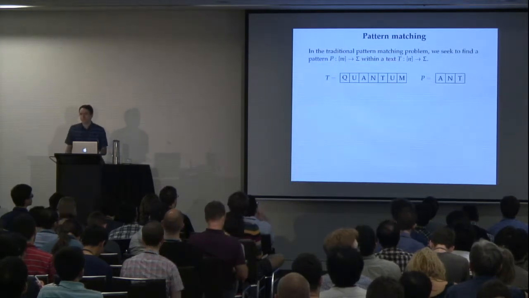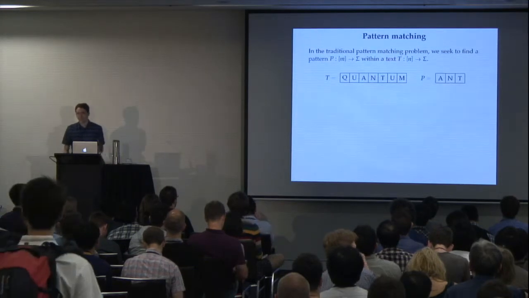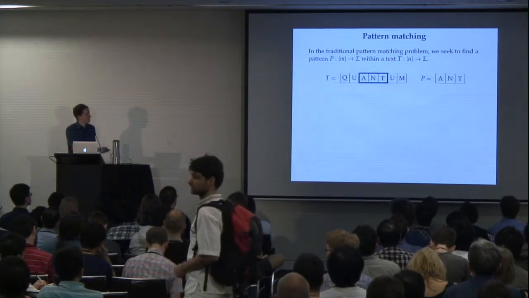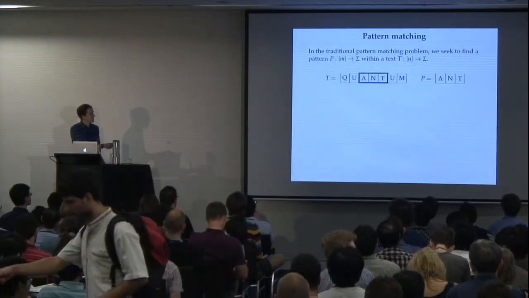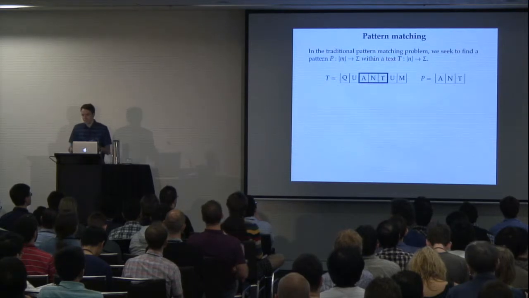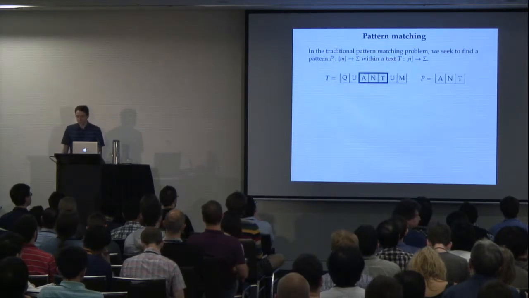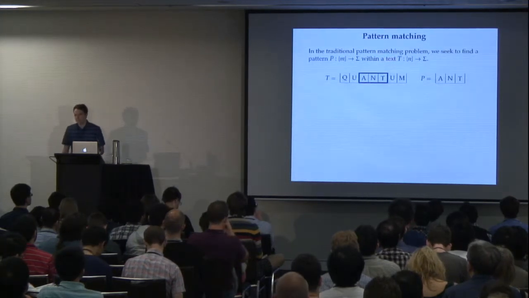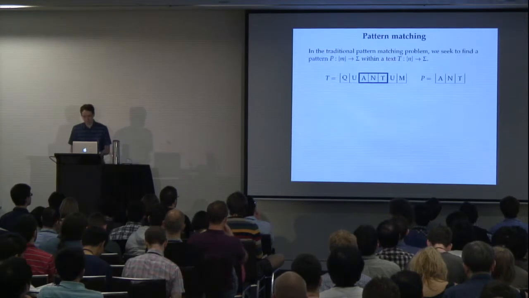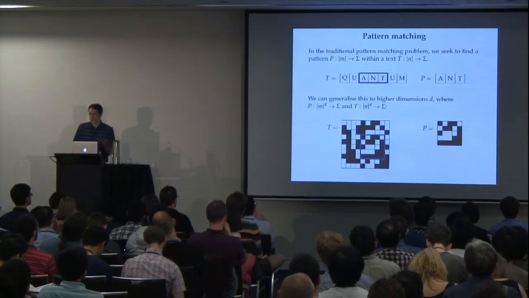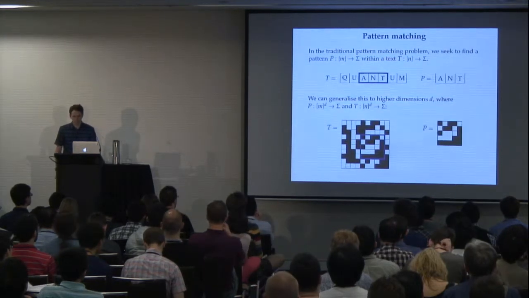What we want to do is find a position where the pattern appears within the text, as in the characters in the pattern appear consecutively in the text. For example, in this case, we'd want to find this position here, where we have ants within quantum, and we want to output the position of the start of this match as the answer. In general, the pattern might match at an arbitrary position in the text, or it might not match at all. We want to find a match if one exists, and output no match if there is none.